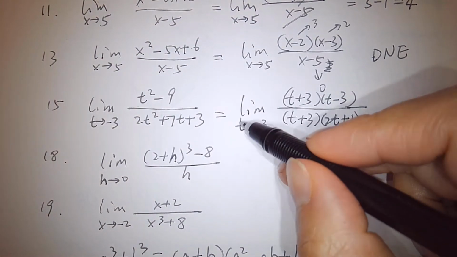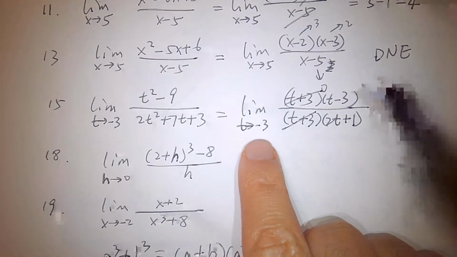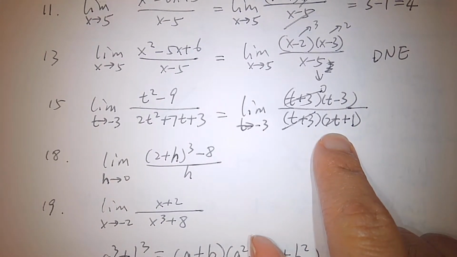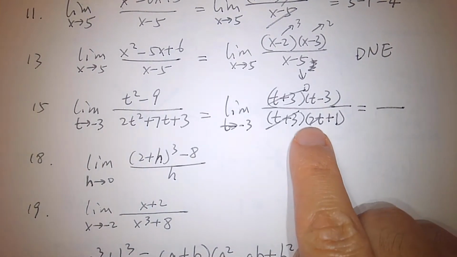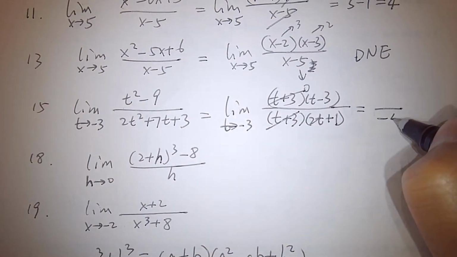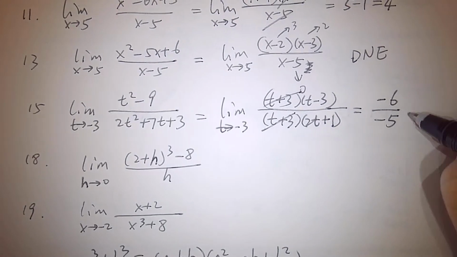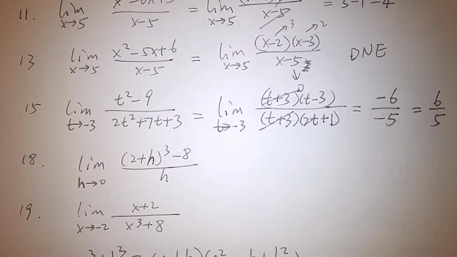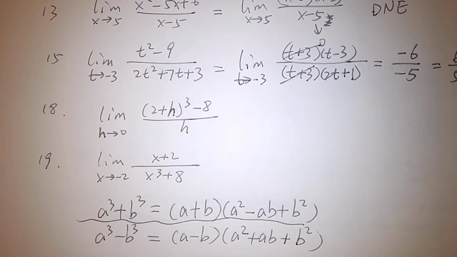Okay, so because t approaches -3, t cannot be -3, so this cancels. And then when t goes to -3, it will not make the denominator equal 0. The denominator equals, what's 2 times -3? -6 plus 1, and -3 minus 3, -1. 6 over 5. Did you get the same answer? Yes. Okay, good.